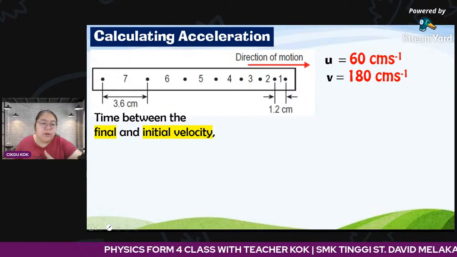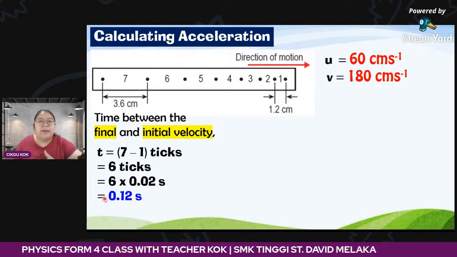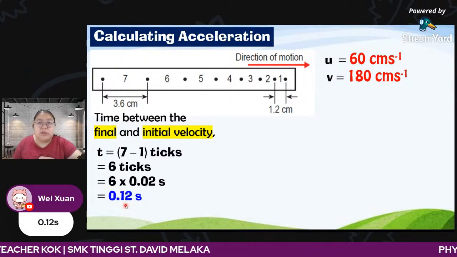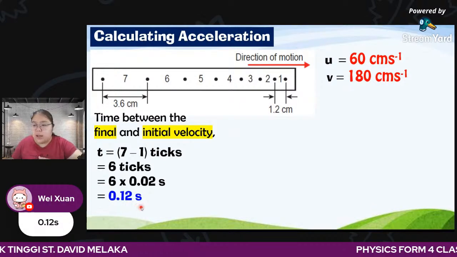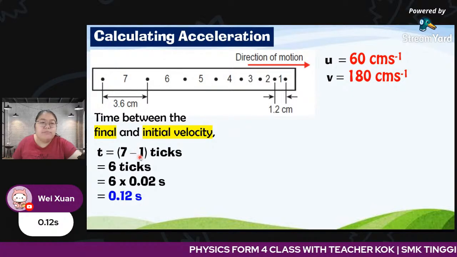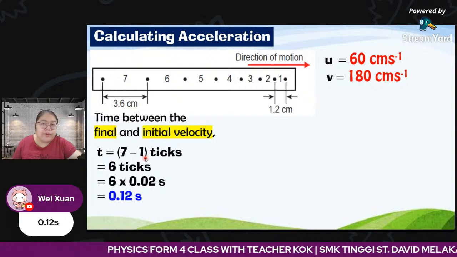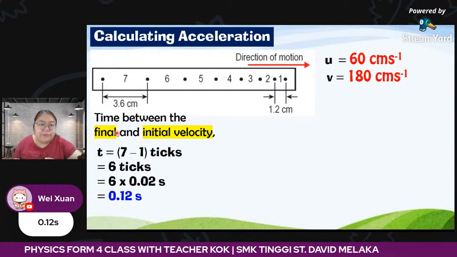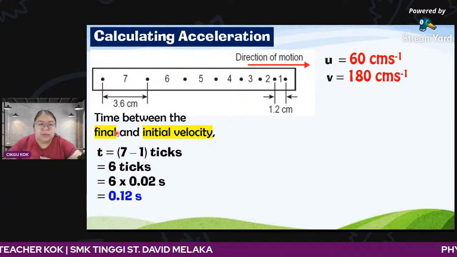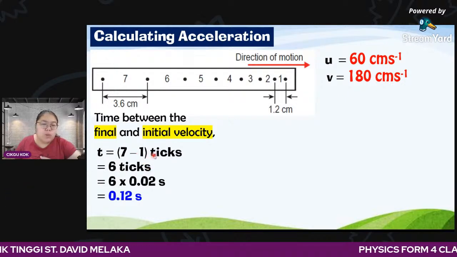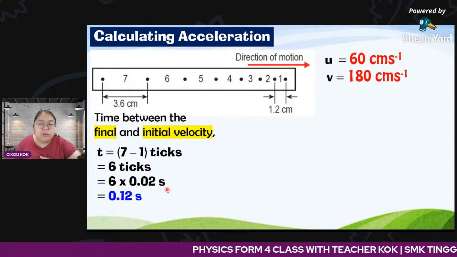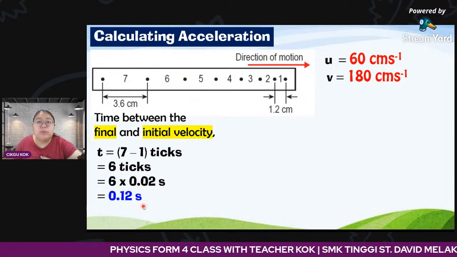Okay, so from here we show, okay, correct. Wen Xuan, you are correct. Okay, the time taken is 0.12. Okay, Wen Xuan, once you go to delete your answer, that's a correct. 7 minus 1. Okay, if you want to find the time between final and the first, we need to minus 1 tick. So from here, 7 minus 1 ticks, so that got 6 only. 6 multiplies 0.02 second, so it becomes 0.12 second.